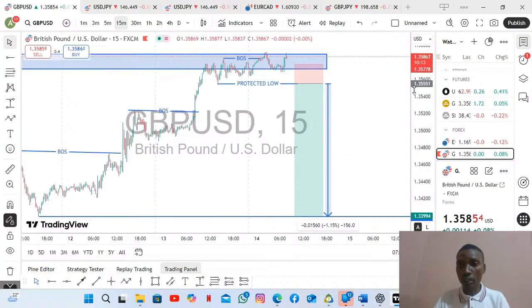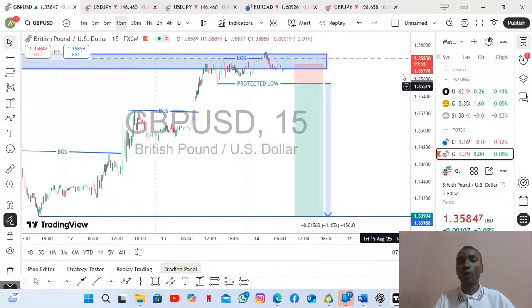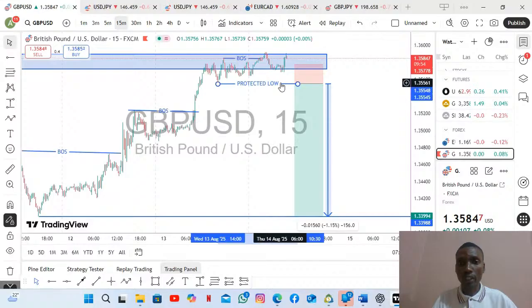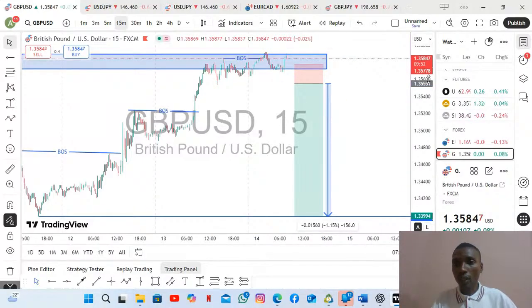The entry point on GBP USD is 1.35551. Our target profit is 1.33994. And our stop loss is this. So we can take a screenshot of that. This is our stop loss.